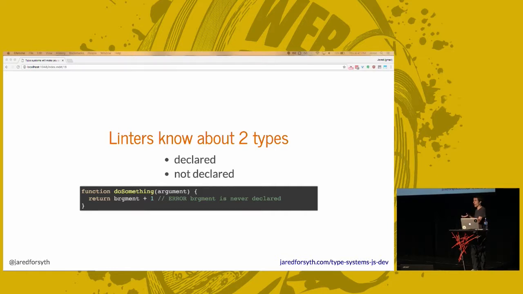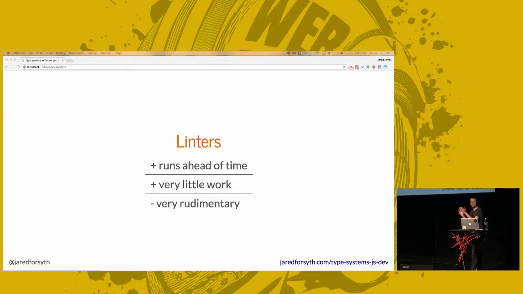If you have strict mode on, then at least you get an error at runtime. But even there, a linter helps, because it tells you before you run the code that there's a problem. So linters run ahead of time. They're very little work, but they're also super rudimentary.